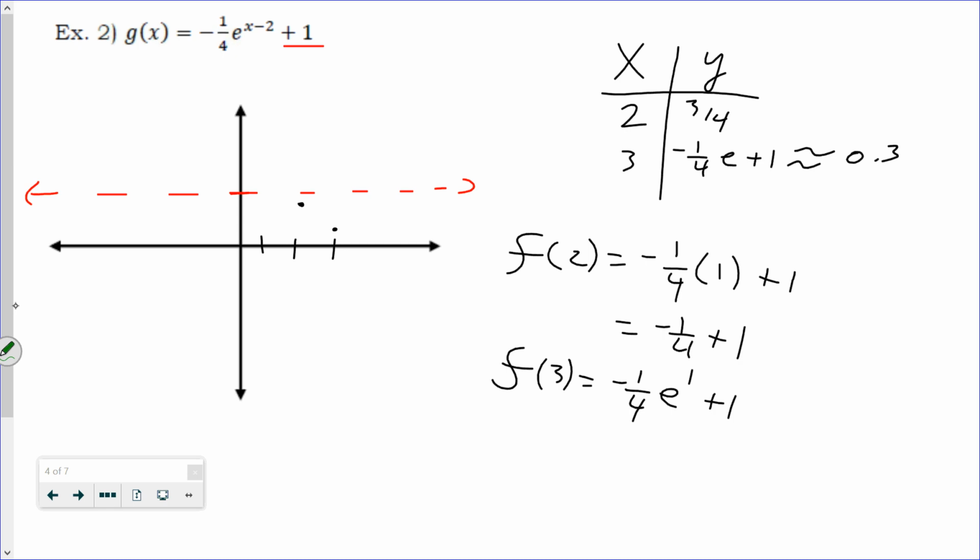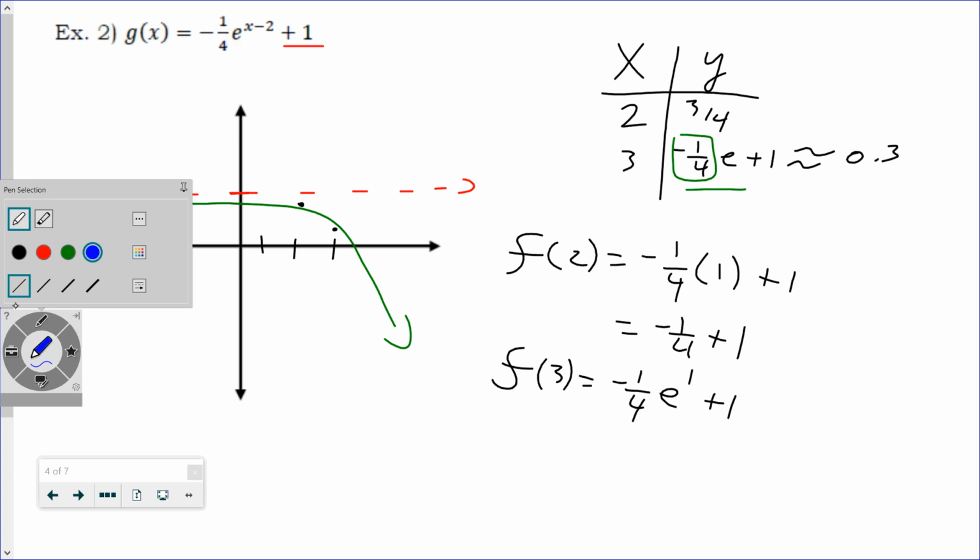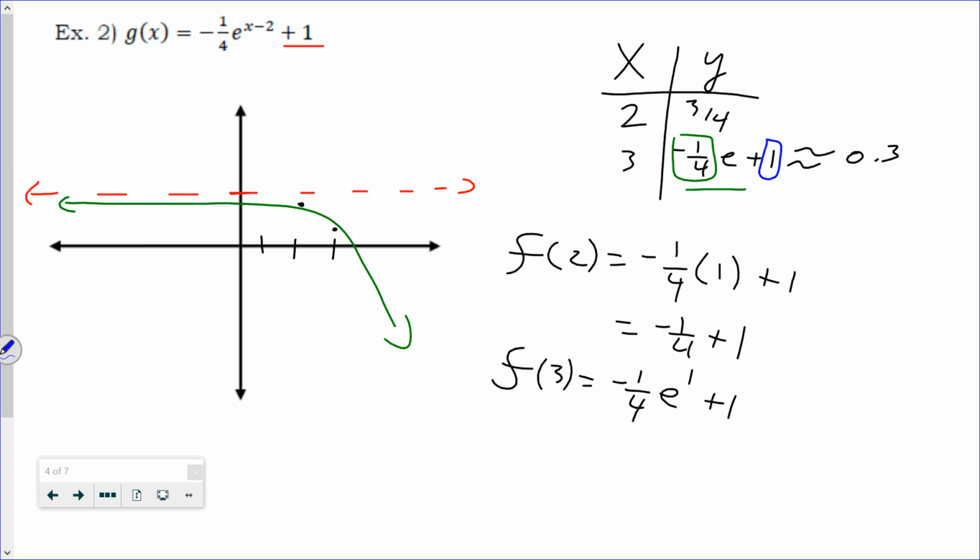It is a growth function, so you start near the asymptote and grow away from it. Something like that, make sure you get the points. And again, if I look at this part right here, this negative 1/4 e plus 1, the part that I'm multiplying e with, that's my a. And the part I'm adding to it, that's my k. And that's always going to be true anytime you have e and the y. Any questions here? Are we good?